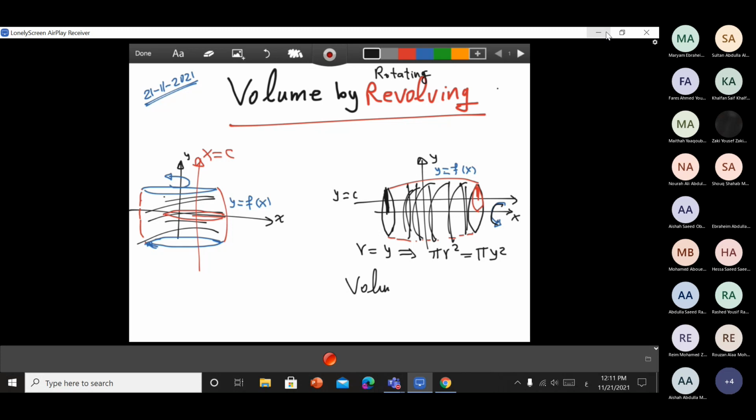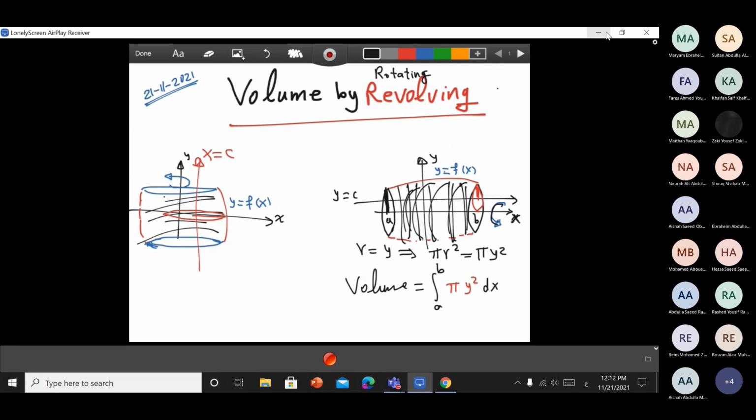So the volume will be the integration. If I start from a and go to b, so the integration from a to b for pi, the radius here is vertical, so it will be y squared, and I am accumulating the slice, so the slice will be cut through x. So small slice will have dx thickness, right? So this is the volume when you are rotating the curve y equal to f of x about x-axis.